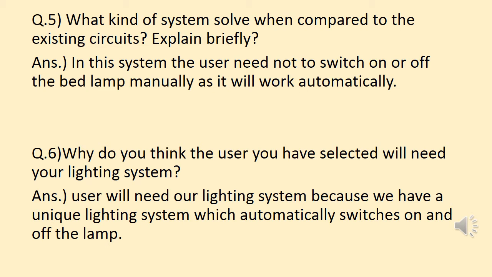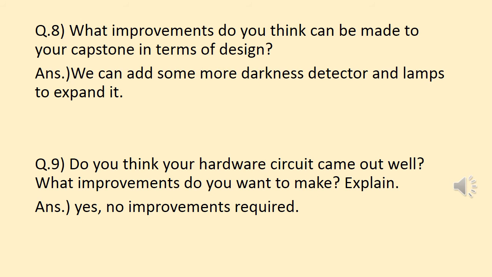Question 5. What kind of system solved when compared to the existing circuit? Explain briefly. In this system, the user need not switch on or off the bed lamp manually, as it will work automatically. Question 6. Why do you think the user you have selected will need your lighting system? Answer is, user will need our lighting system because we have a unique lighting system which automatically switches on and off the lamp.